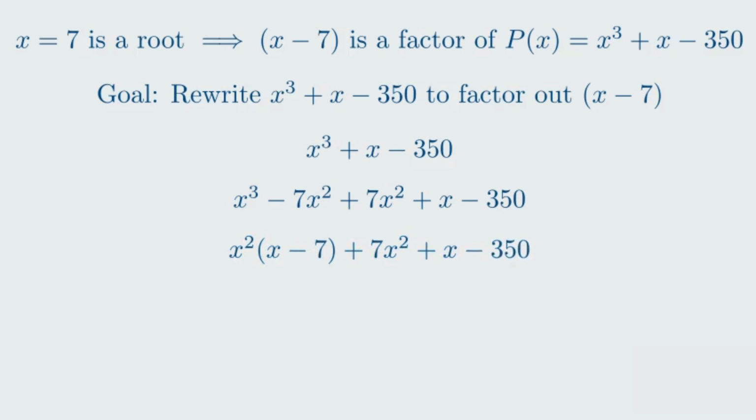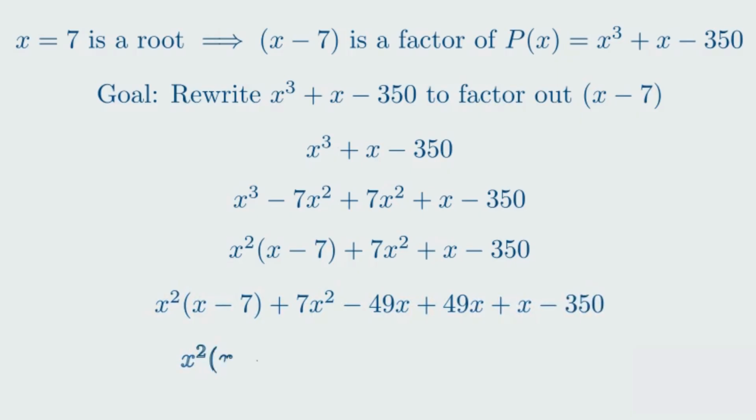Now we repeat this process with the remaining terms. Our new goal is to create a 7x squared minus 49x term. Let's focus on the 7x squared plus x minus 350. We'll subtract 49x and add 49x. From the terms involving x squared and the new 49x term, we can factor out 7x, leaving us with 7x times the quantity x minus 7. Perfect. We're almost done. We just need to handle the last two terms, 50x minus 350.